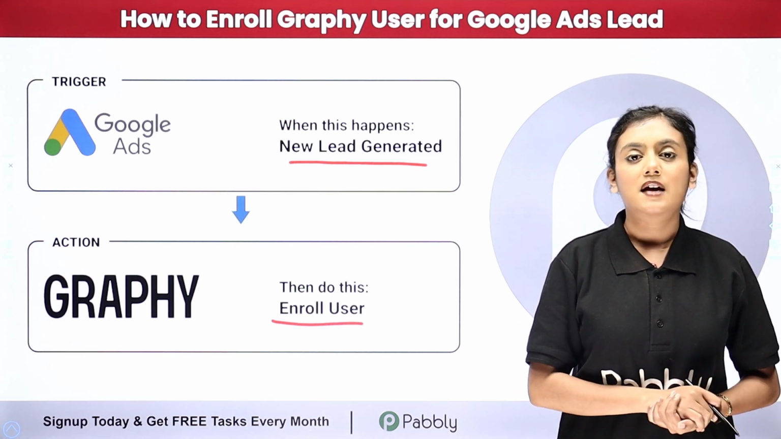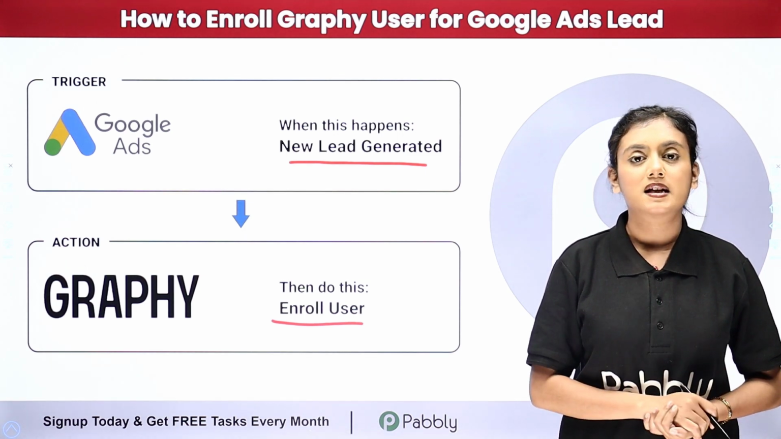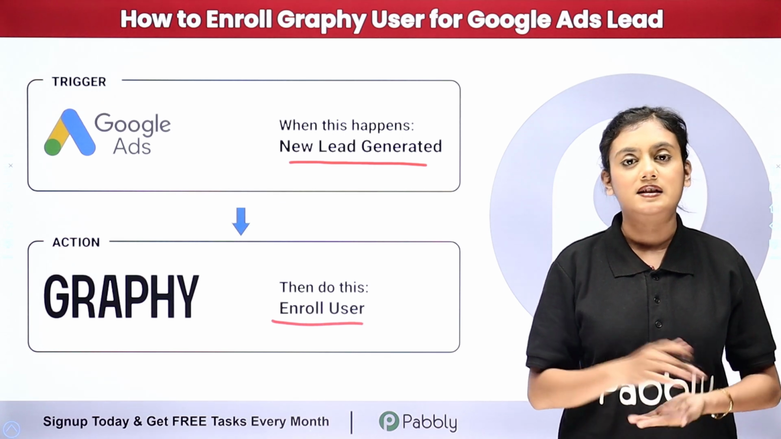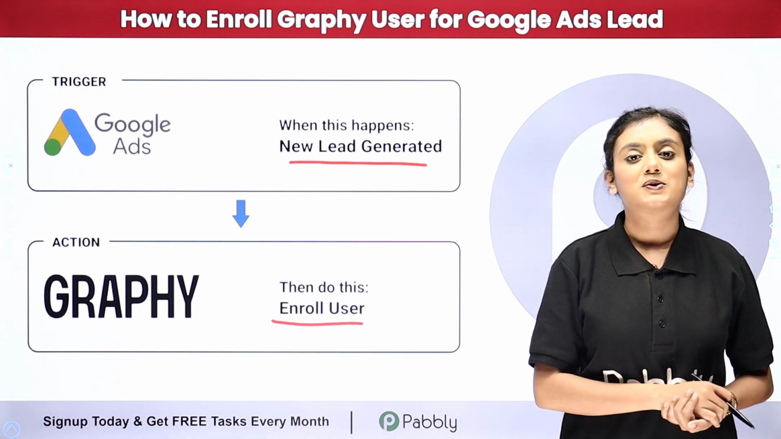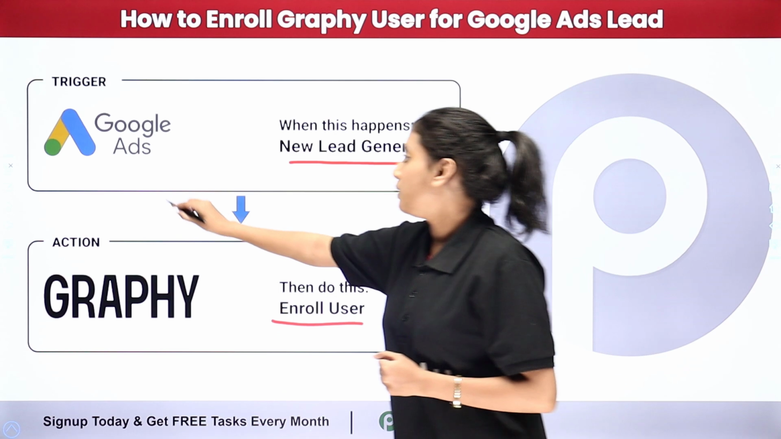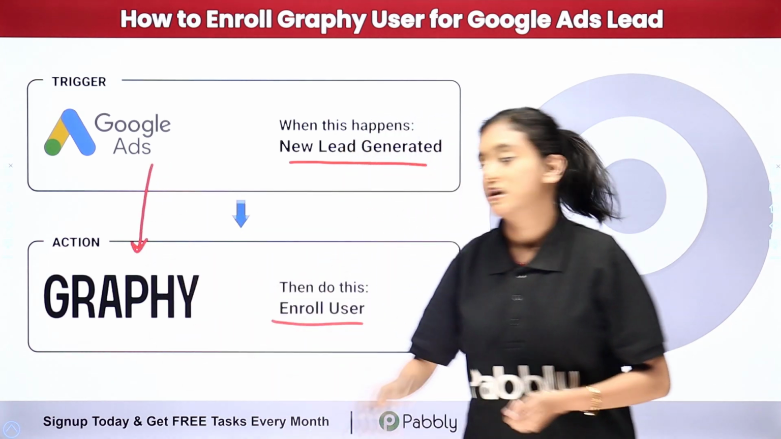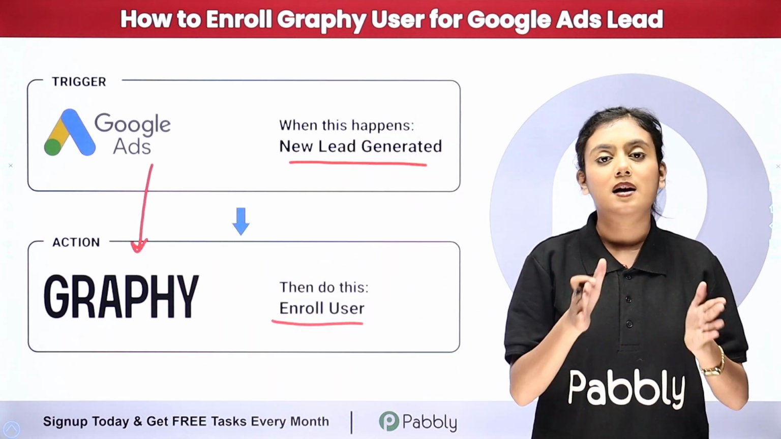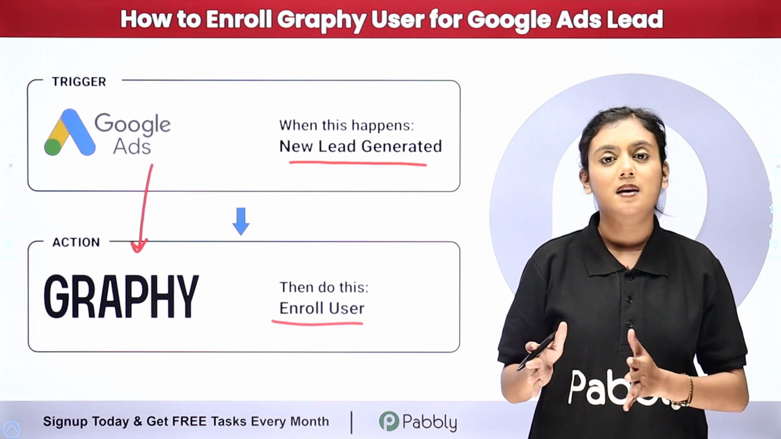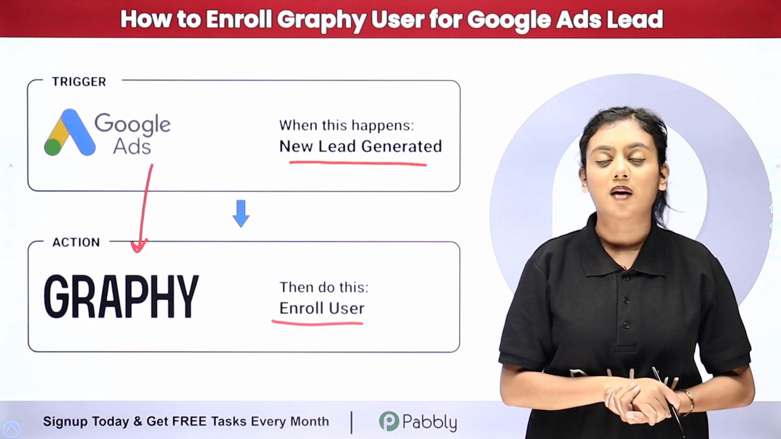So what I've done is I've simply automated this entire process with the help of Pabbly Connect, which is an amazing automation and integration software. And here in this automation, I'm going to build a connection between Google Ads and Graphy with the help of it. So if you also want to learn about this amazing automation process step by step, let me take you to my screen.